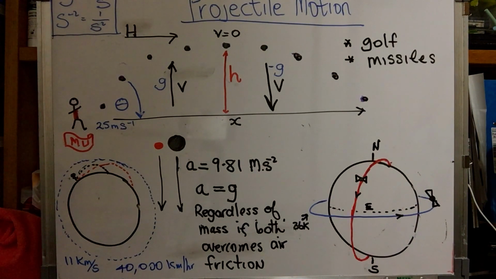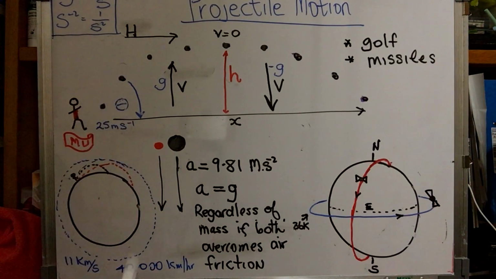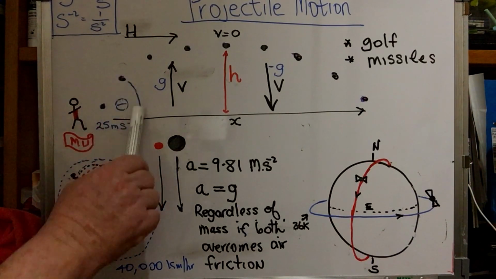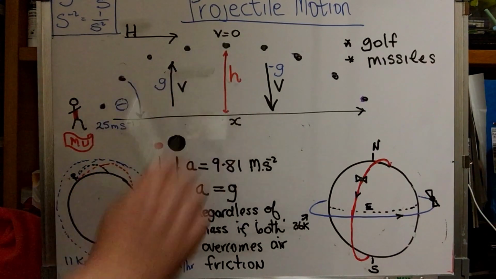So the footballer kicks the ball off the ground at a certain angle. So this angle, theta, represents this angle over here, and that's the angle at which this footballer kicks the ball off the ground.